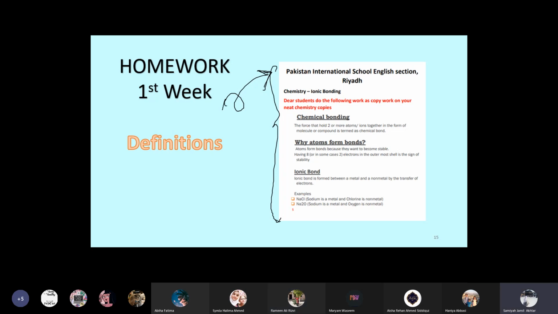This is only one page, very small homework, and this is a definition. You know how you have to start. You have to write the classwork, date, chapter number, chapter name, and then write the definitions: chemical bonding, why atoms form bonds, and ionic bonding definition, and these are the examples.